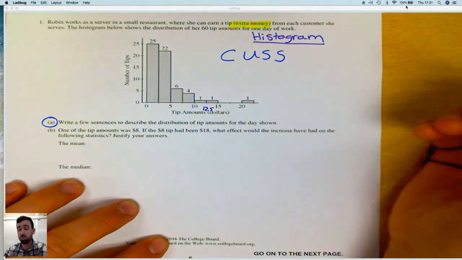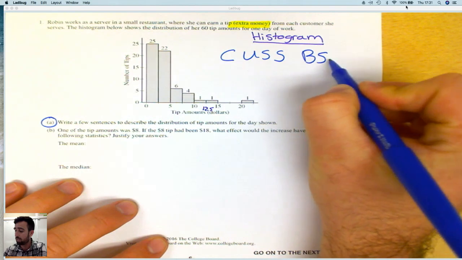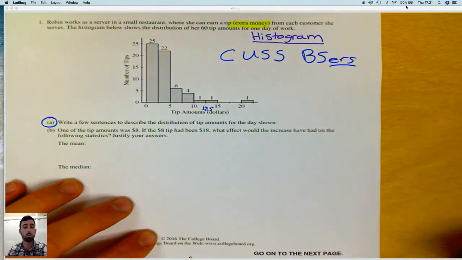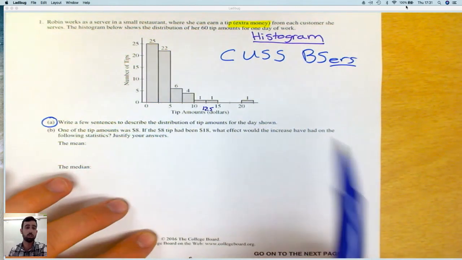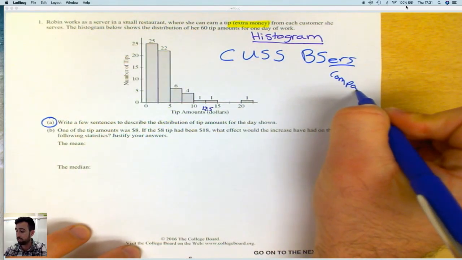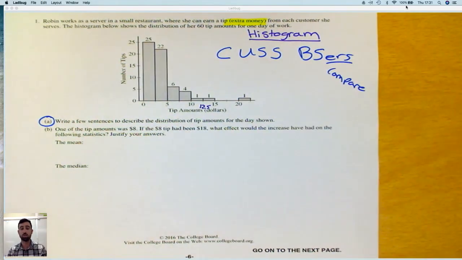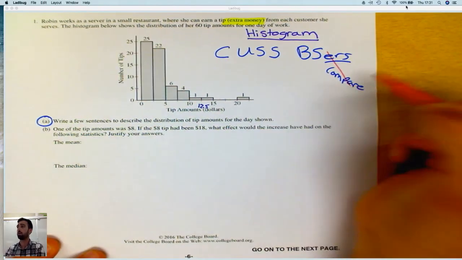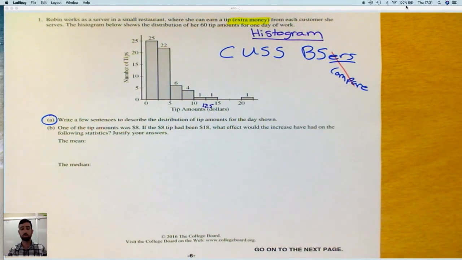And if we have 2 or more, we are BSers. And when I say 2 or more, I mean 2 or more data sets we want to compare. But since we only have 1, we actually don't need to compare because there's nothing to compare to. So we're going to start with the CUSS.